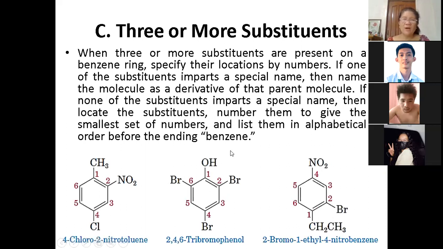So we already know our parent is toluene. If it is toluene, we have two substituents.